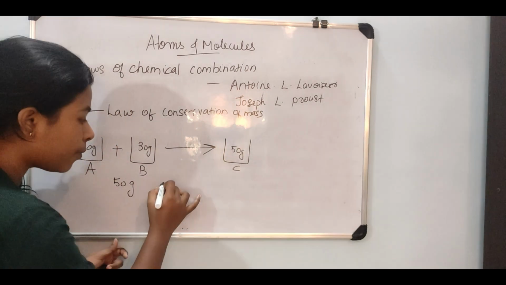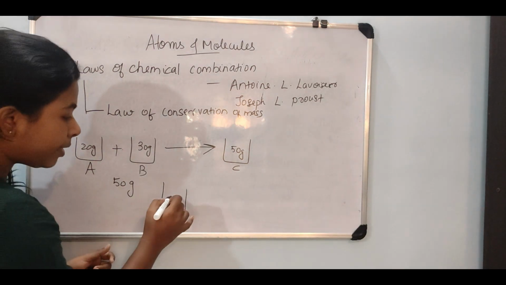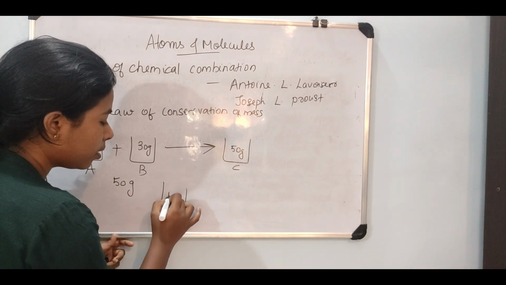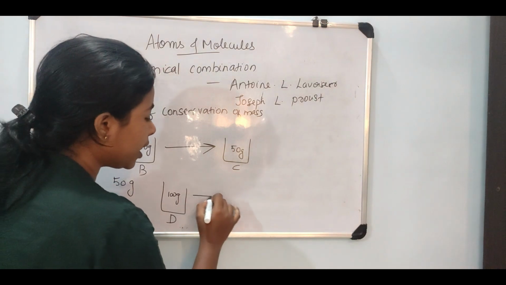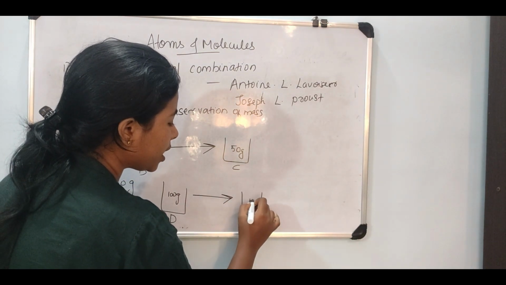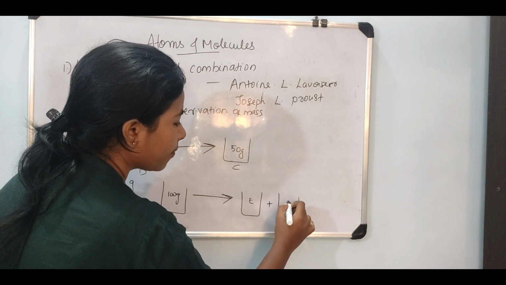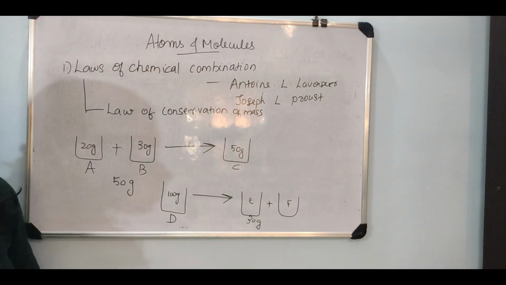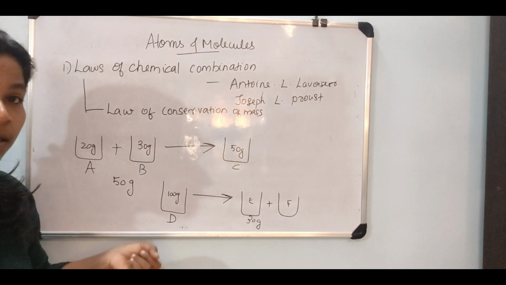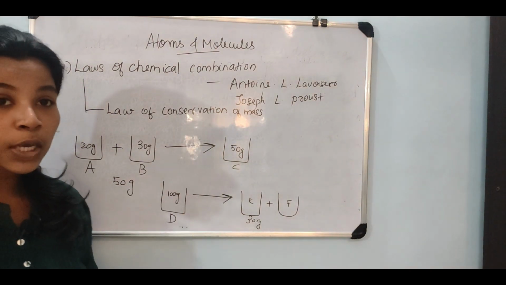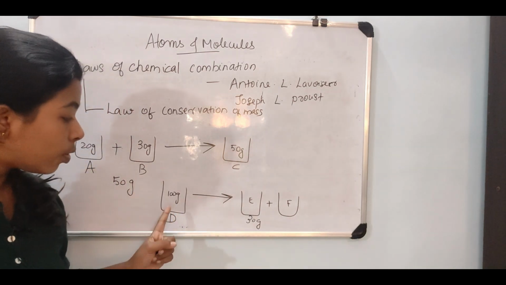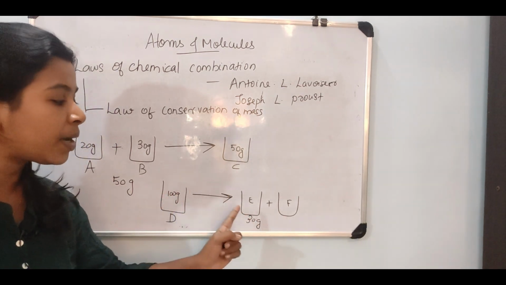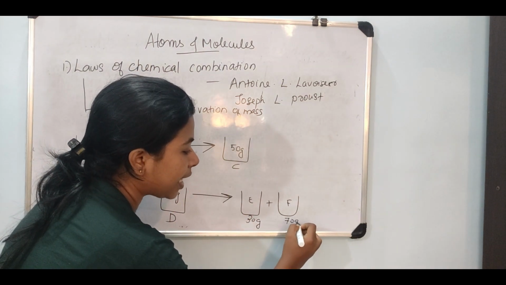Similarly, suppose it is a decomposition reaction in which a product D of 100 grams decomposes to form two other components, E and F. Let E be 30 grams. Then what will be the mass of F? According to the law of conservation of mass, the total mass of the reactants is equal to the total mass of the products. So it will be 100 minus 30, that is equal to 70 grams.